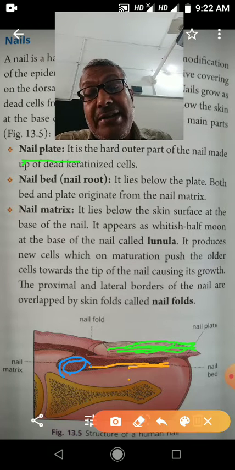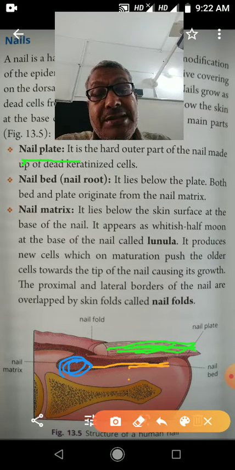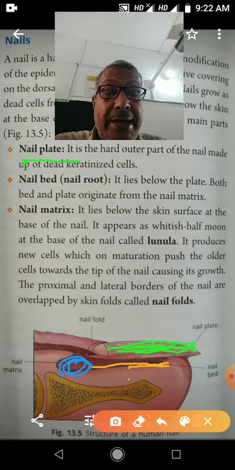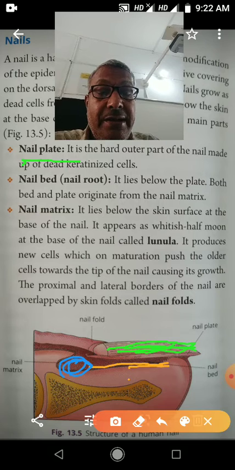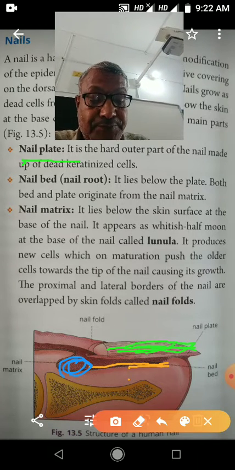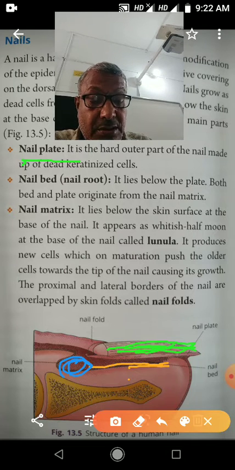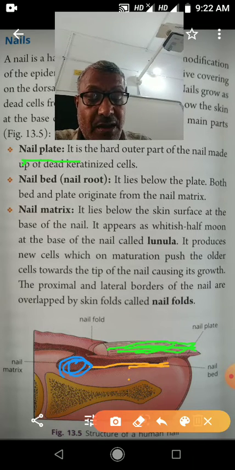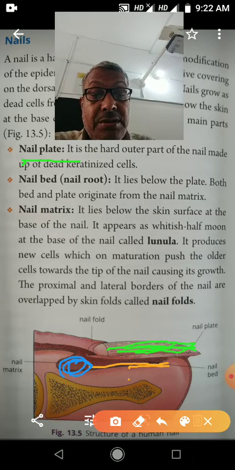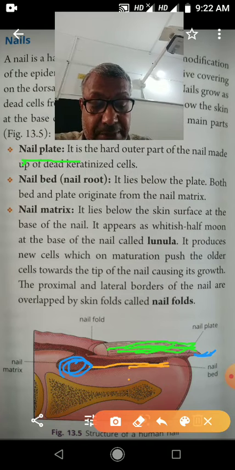So this nail matrix will produce the new cells. When new cells are produced, the nail plate grows and it grows outwards. So it is pushed out. The older cells towards the tip become dead. So these are the older cells which are coming towards the tip.